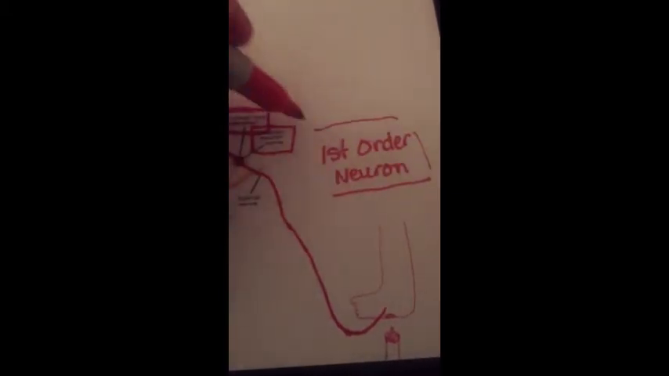Now, all of this was the first order neuron. The second order neuron is going to pick up then in the dorsal horn, and it's going to travel through the spinal cord, and it's going to exit on the lateral side. It is then going to travel all the way up the spinal cord through the medulla, the pons, and the midbrain.